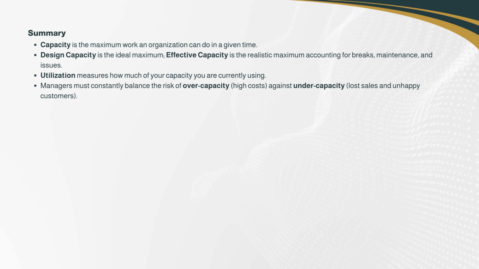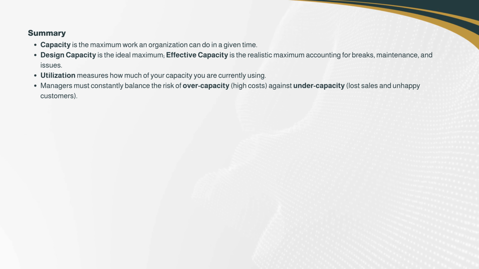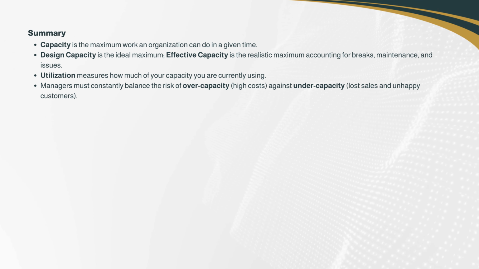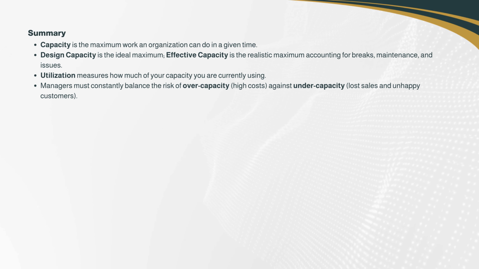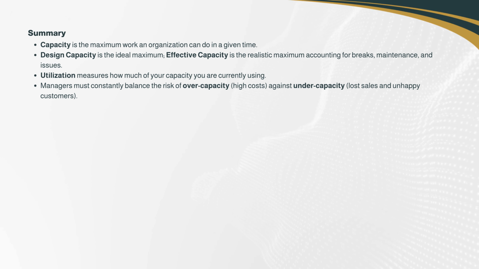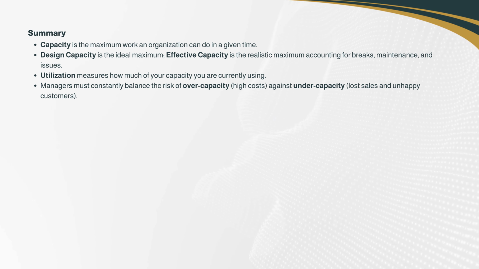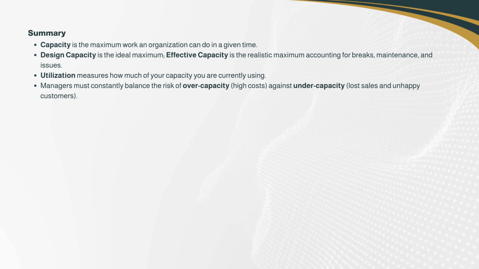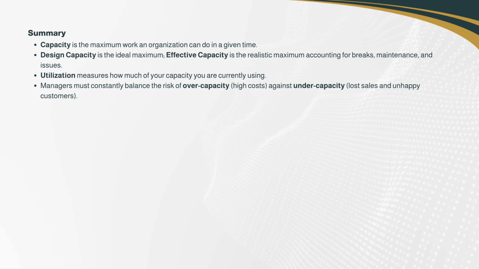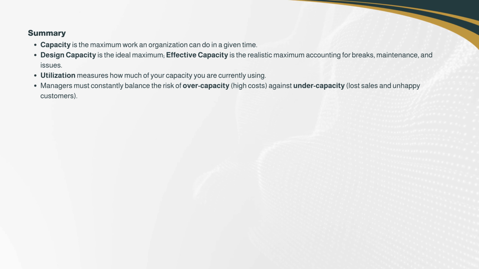Summary. Capacity is the maximum work an organization can do in a given time. Design capacity is the ideal maximum, effective capacity is the realistic maximum accounting for breaks, maintenance, and issues. Utilization measures how much of your capacity you are currently using. Managers must constantly balance the risk of overcapacity, high costs, against undercapacity, lost sales, and unhappy customers.